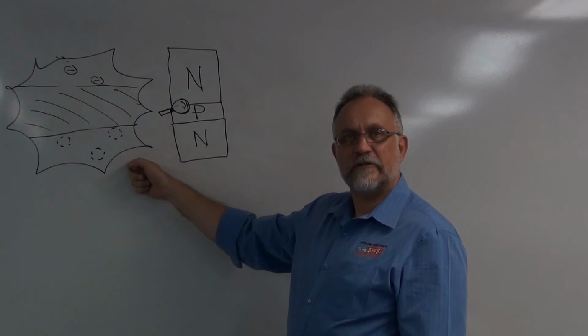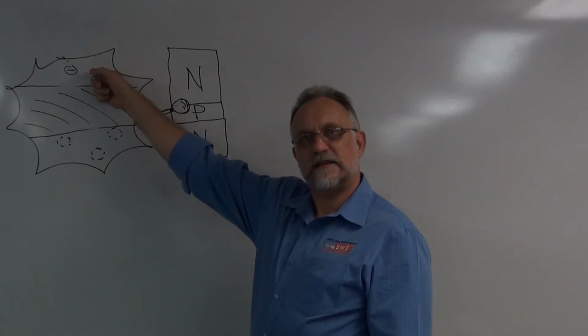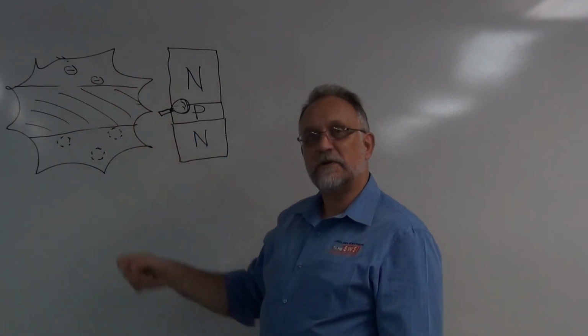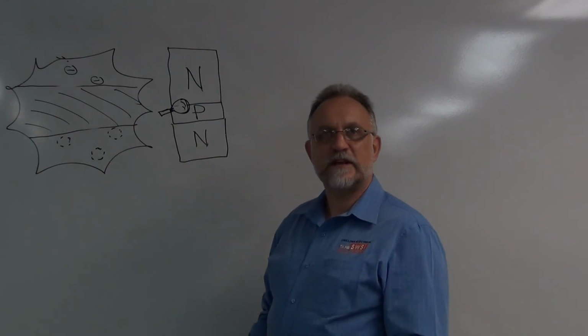This P-type material would tend to conduct. The N-type material would tend to conduct because they both have charge carriers. The depletion layer is a barrier. It stops electrons from moving.